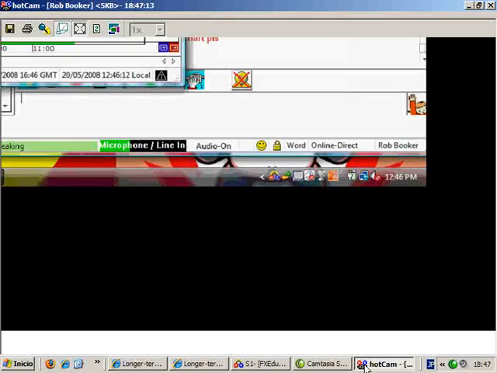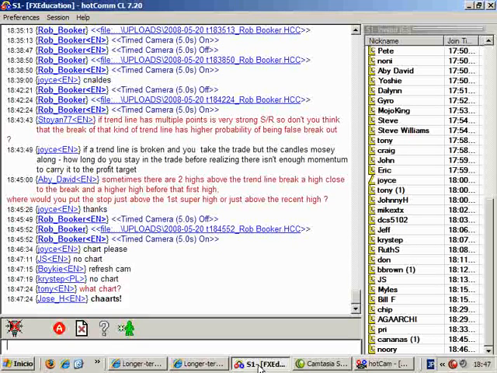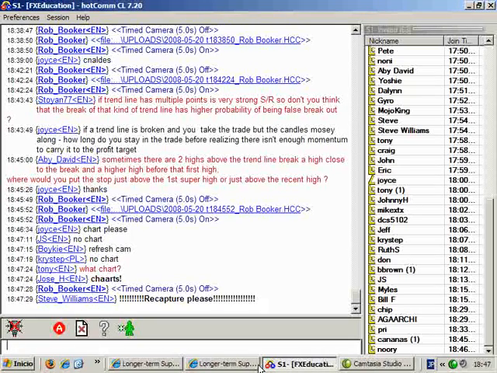And look at this, folks. Remember, it's pretty easy to identify once you get the hang of it. Point A, point B, point C. Now we've got multiple trend lines. We could trade from one trend line to the next and keep using them over and over.